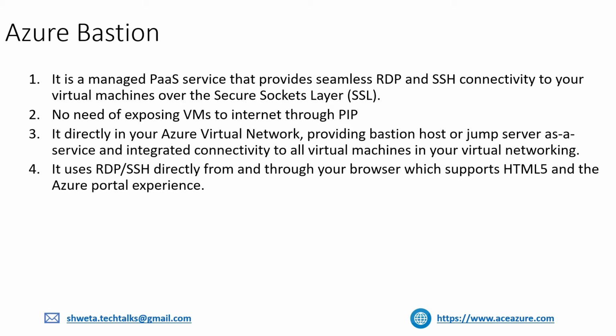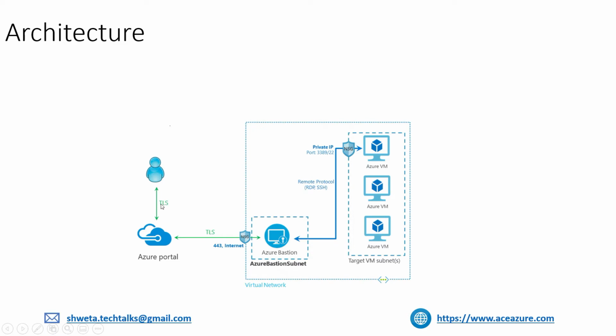So all the modern browsers with HTML5 support can be used as an Azure Bastion host. The architecture of this is there is a portal and the user is connecting to the portal over 443, and the Azure portal also is requesting a Bastion host over the 443 protocol, and the NSG is sitting here, which allows the 443 port number. The Azure Bastion itself connects to the Azure VMs over the private IP. Either it could be 3389 or 22.